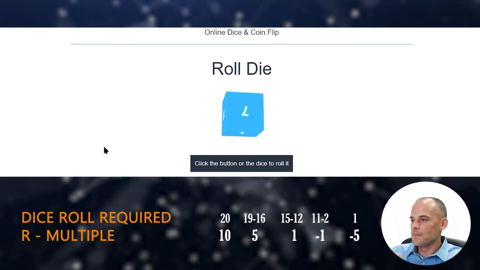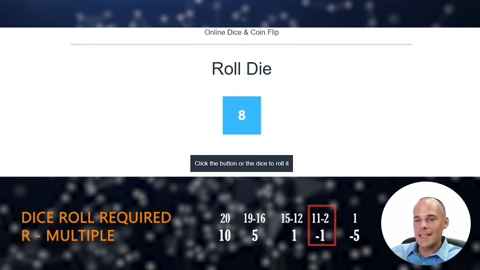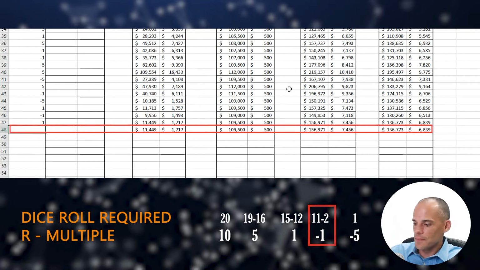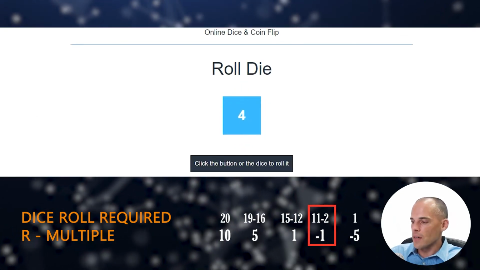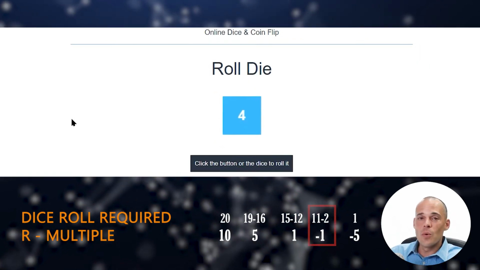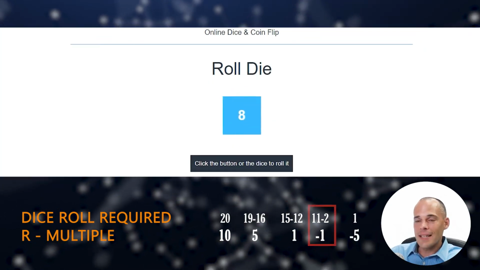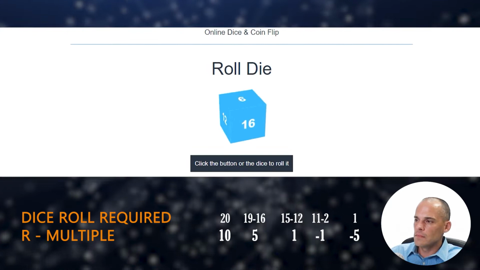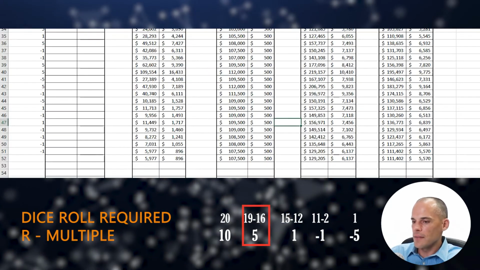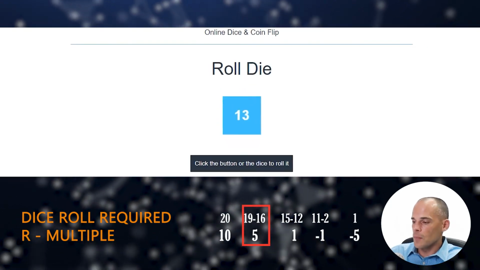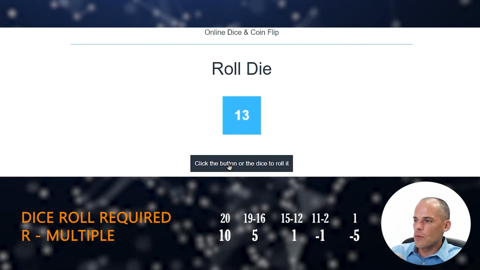Next roll. 8, that's a -1. 4 is a -1. 4 is another -1. 8, -1. 16, that's a +5. 13 is a +1. Next roll.